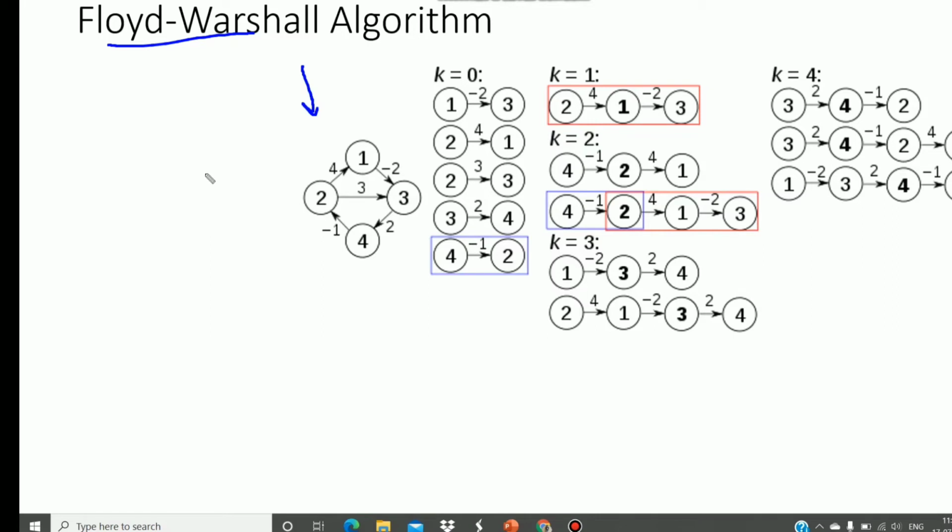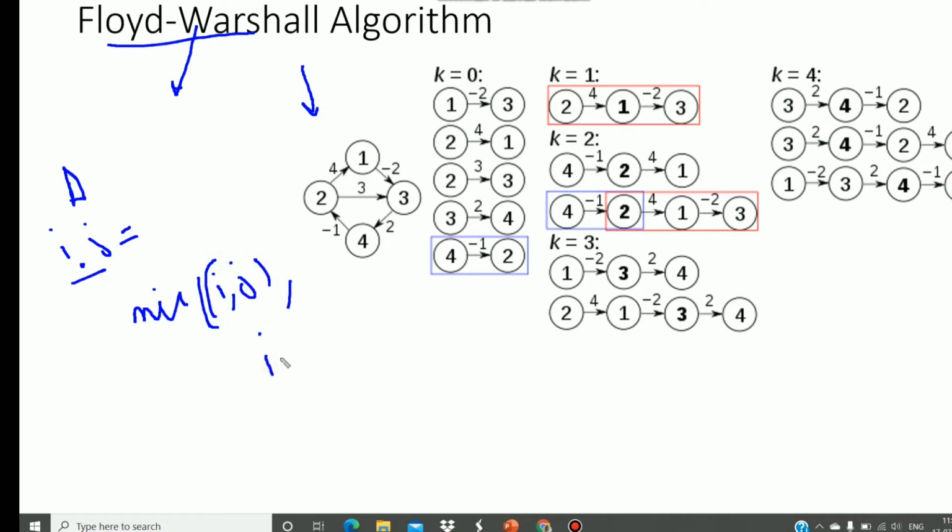So the main logic that the Floyd-Warshall algorithm uses is that suppose there are vertices i and j. The shortest distance between vertex i comma j will be the minimum of the distance between i comma j and the distance from i to k plus k to j. So this is the main logic behind the Floyd-Warshall algorithm.